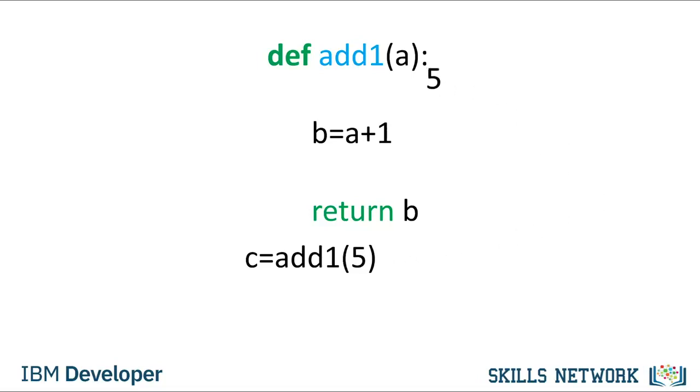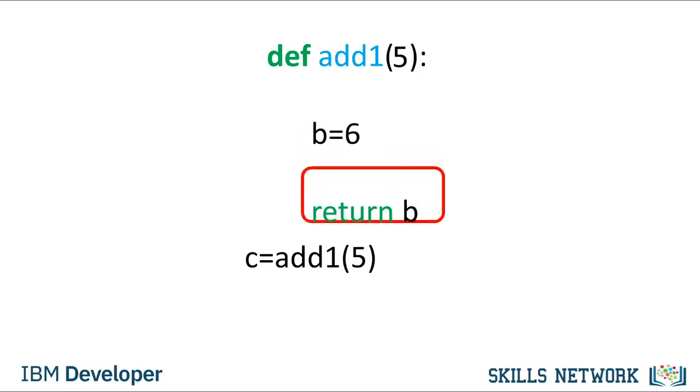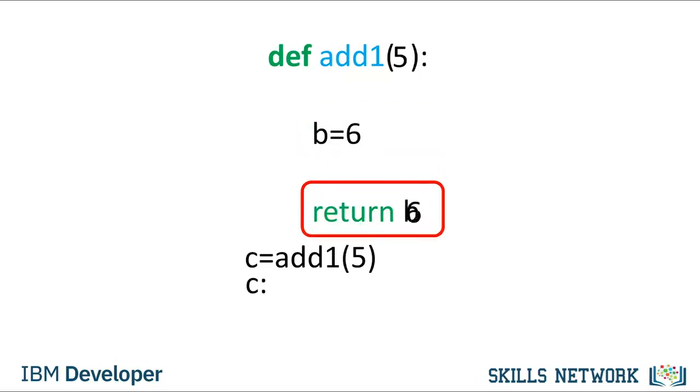It helps to think of the value of 5 as being passed to the function. Now the sequence of commands is run. The value of a is 5. b would be assigned a value of 6. We then return the value of b. In this case, as b was assigned a value of 6, the function returns a 6.